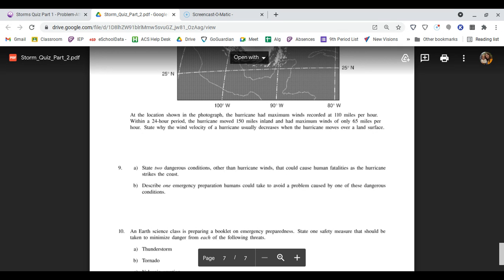Number 9, state 2 dangerous conditions other than hurricane winds that could cause human fatalities as that hurricane strikes the coast. Other than the winds, what does a hurricane bring that can affect humans' lives?